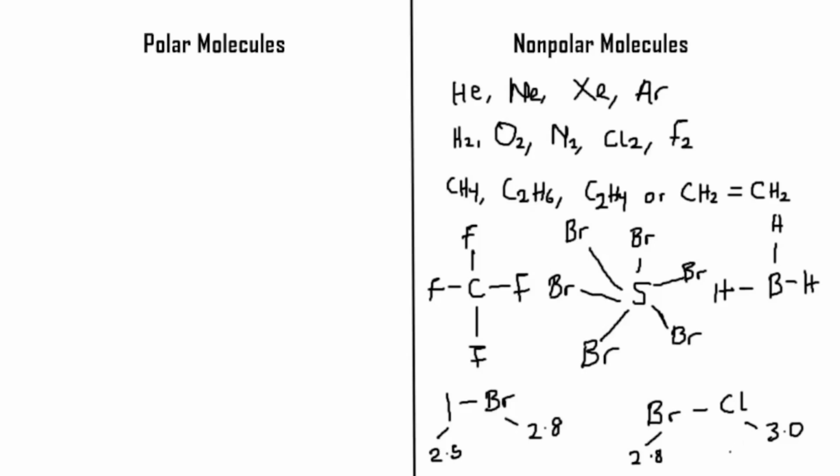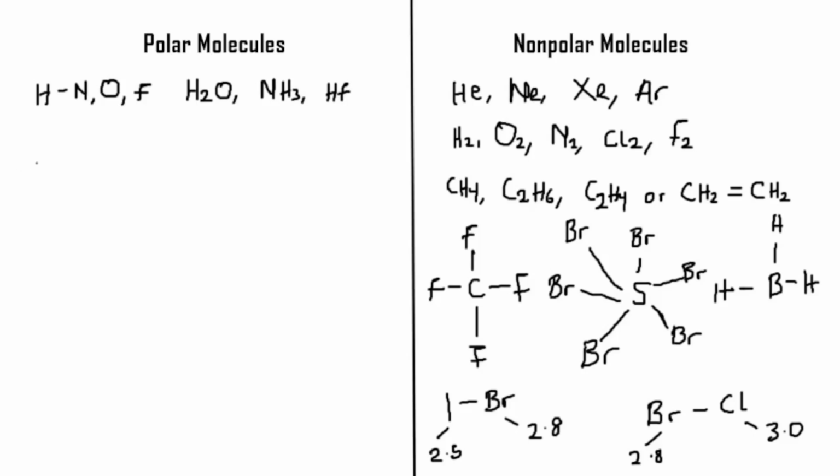The first thing to look out for is the presence of hydrogen bond. When you see a molecule that has hydrogen bond, it's a polar molecule. Hydrogen in direct combination with nitrogen, oxygen, or fluorine makes it a polar molecule. Examples of polar molecules include the water molecule itself, ammonia NH3, and hydrogen fluoride HF. These are polar molecules because of the presence of hydrogen bond.